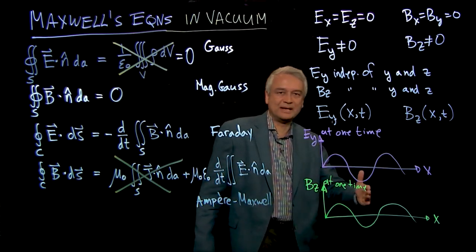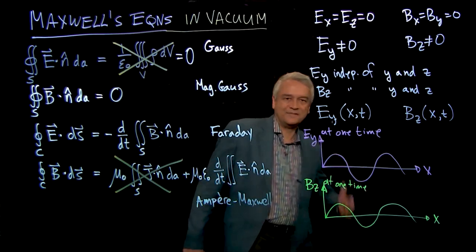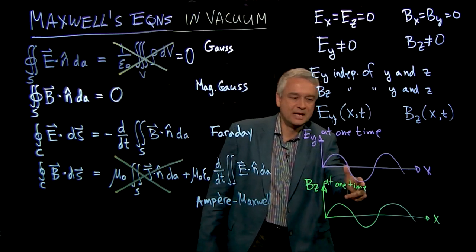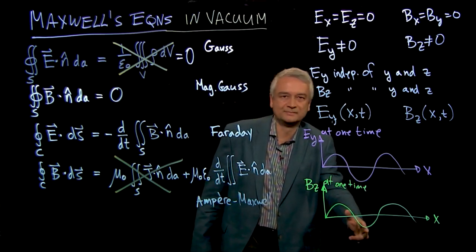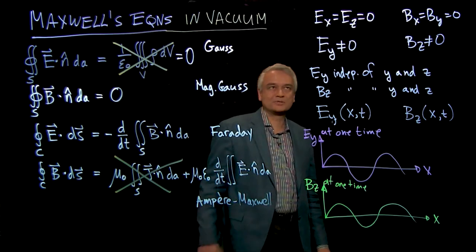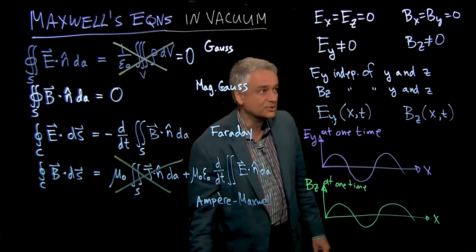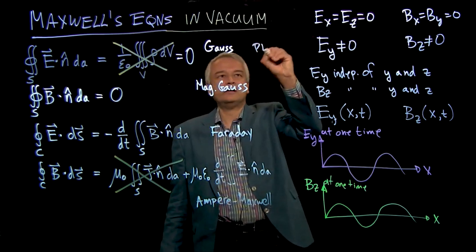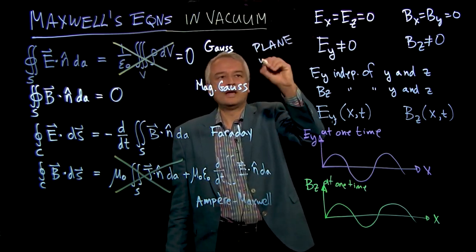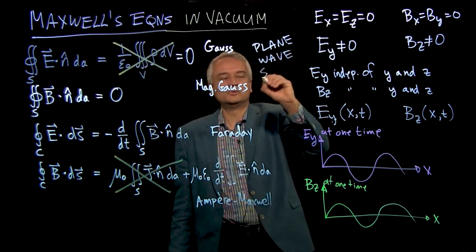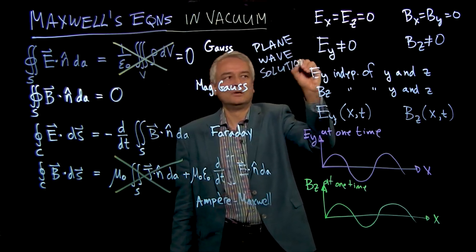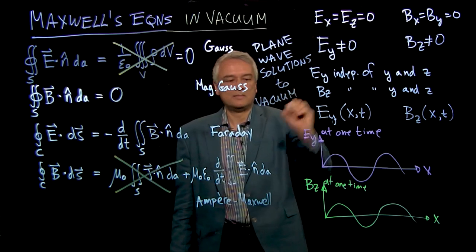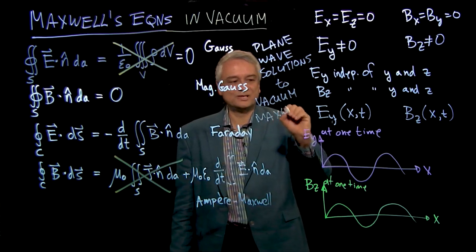Then you go to a different plane a little bit over in x. And on this plane, okay, right here at this value of x, EY is negative and BZ is negative. So these waves that we're describing are called plane waves. So the solutions that we are talking about are plane wave solutions to what? To the vacuum Maxwell equations. That's what we're describing.